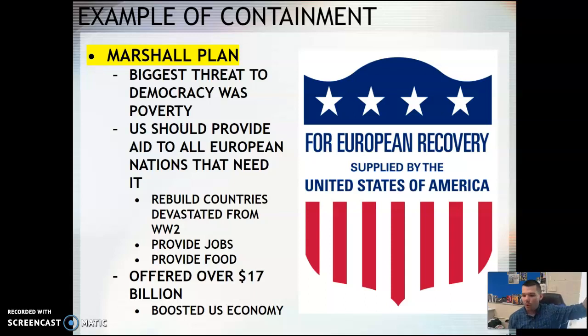Think about what we talked about earlier, revolutions. Why do all the revolutions happen? Because people are hungry. People are starving. They need jobs. So we want to avoid revolutions. We want to avoid those countries turning communist. So we're going to offer $17 billion to these countries to help them rebuild. And we'll also offer it to communist nations too. It won't just be democratic countries. Now, do you think Stalin's going to let them accept it? No, he won't let them take any of it. But there it is.